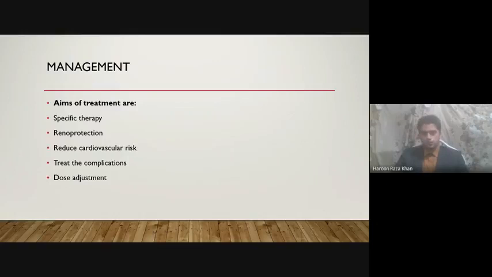Finally, last is infections, which are also an important complication. Patients with chronic kidney disease have an increased risk of infections, which can be fatal. Influenza and pneumococcal vaccination are usually administered in these cases. Dose adjustment is determined by the nephrologist or the attending physician. So this is all about the management of chronic kidney disease.